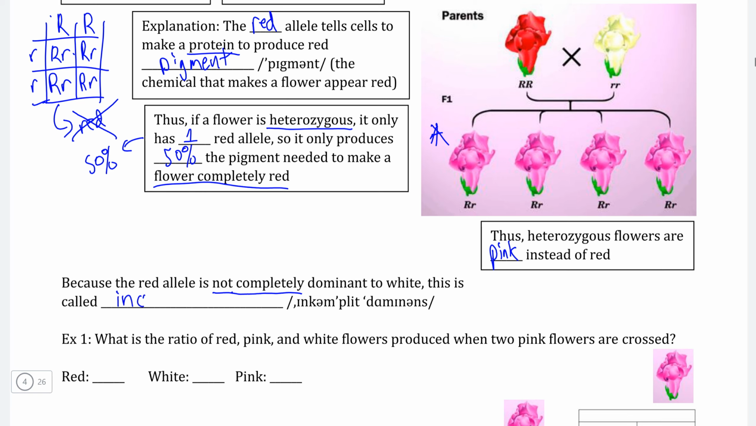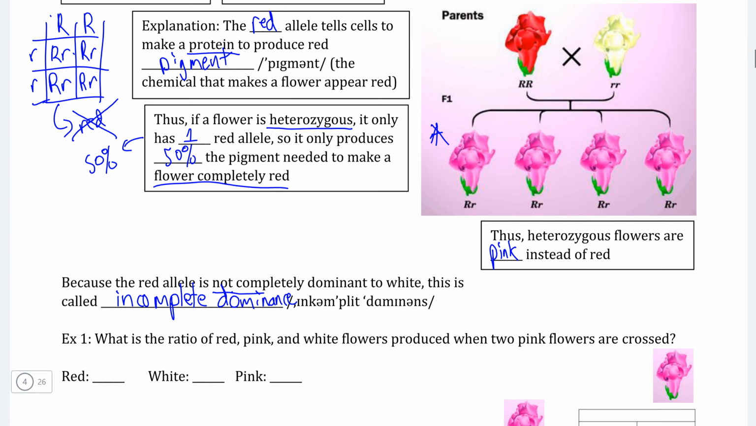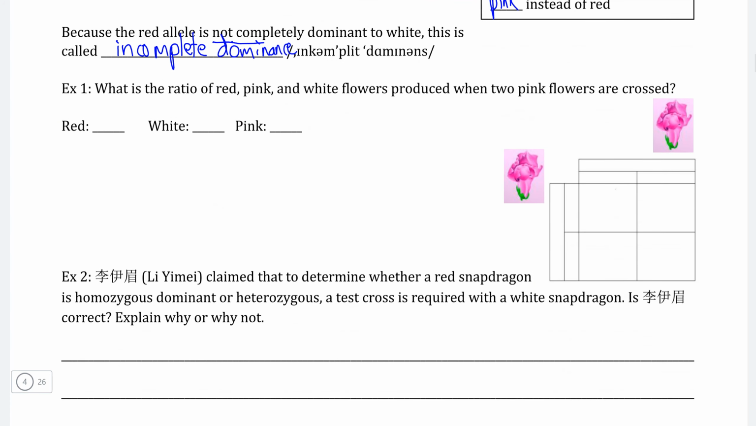This phenomenon is what we call incomplete dominance, and this is the first sort of exception to the Mendelian inheritance ratios, although as we'll see, if we look at the genotypes, they line up exactly with what Gregor Mendel predicts, while the phenotype does not because of the consideration that was mentioned previously.